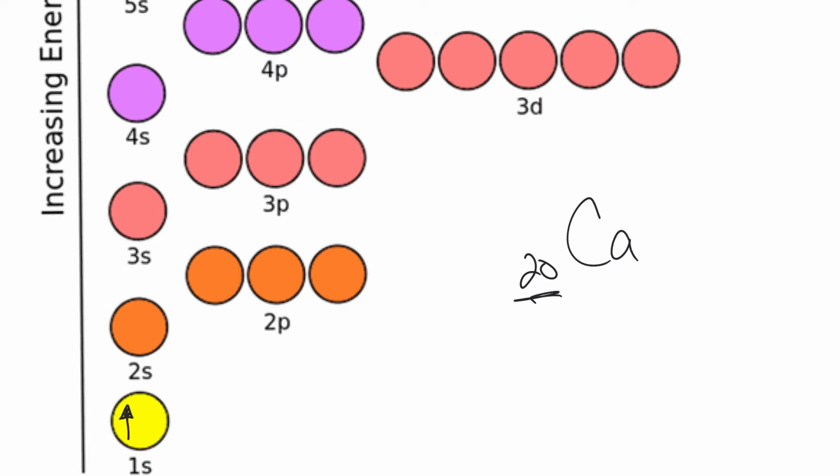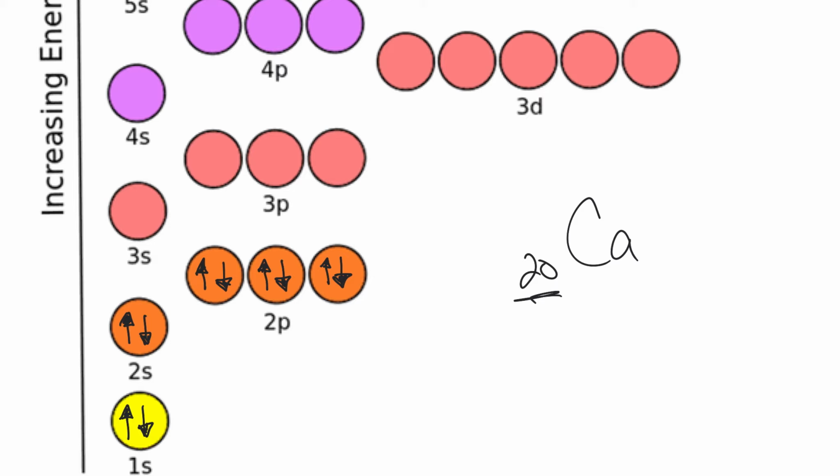I'm going to put my first one here, 1, 2. Then I'm done with my 1s, so I move up to my 2s, 3, 4. I'm done with the 2s. Now we have to move up in energy. We're going to the 2p, 5. 2p is a multi-orbital subshell, so I have to put 1 electron in each first, and then I will double them. So 5, 6, 7, 8, 9, 10. Now I have to move up in energy.